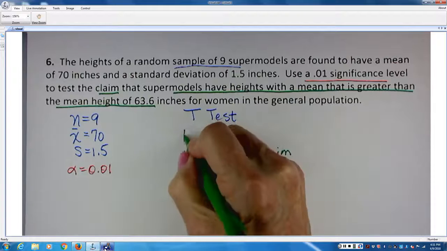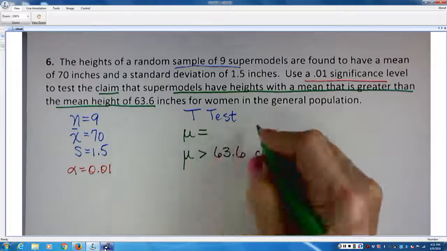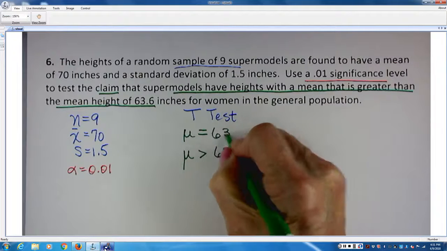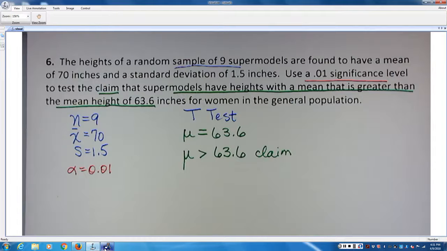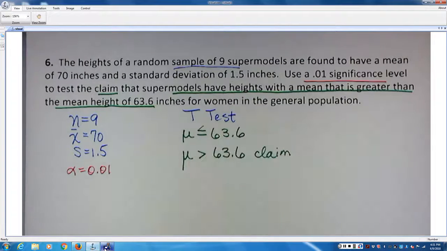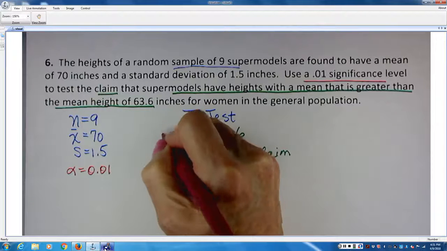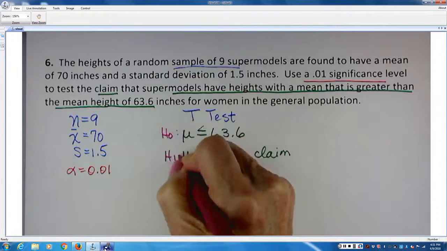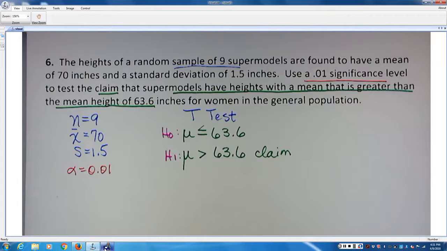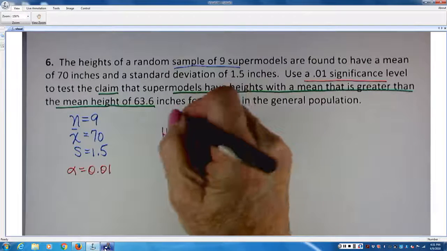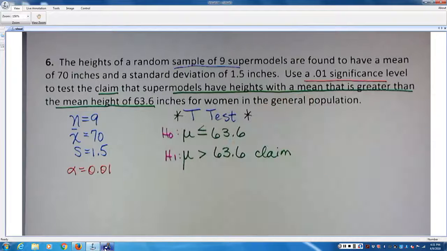And that means that if that claim is not true, then the mean would be equal to 63.6, or it might be even less than 63.6. As long as the equal sign is there, that's all you need to have. That means that the claim is H1, and its opposite is H0. And because we only have sample information, as I said, we're going to use a t-test.